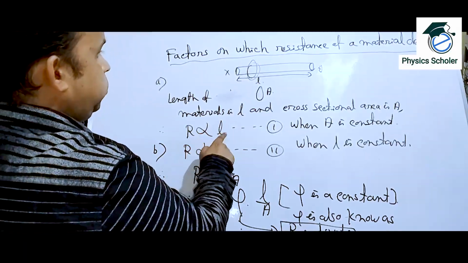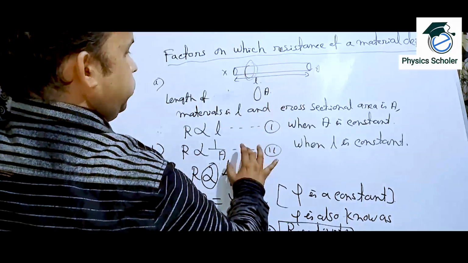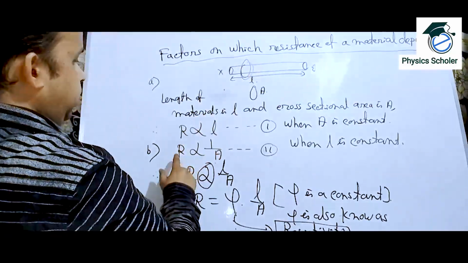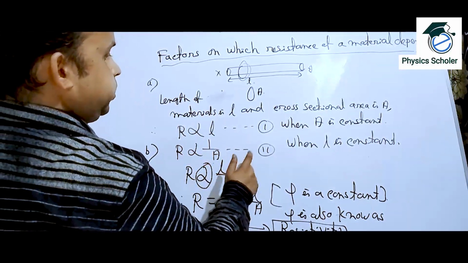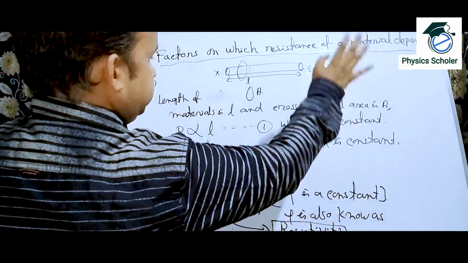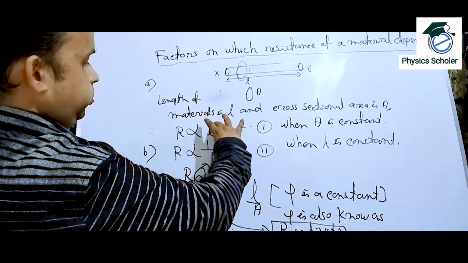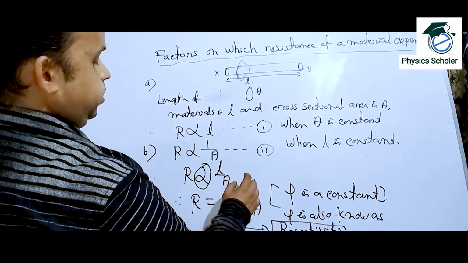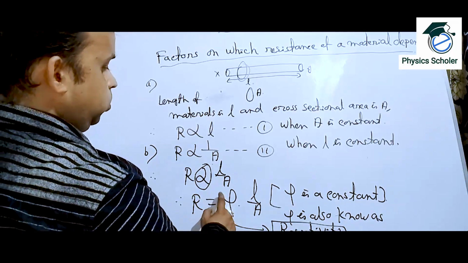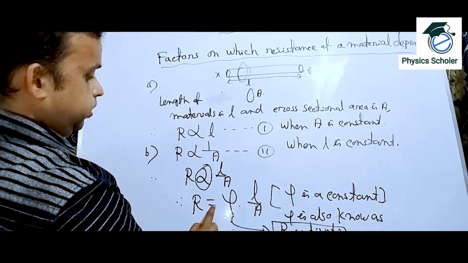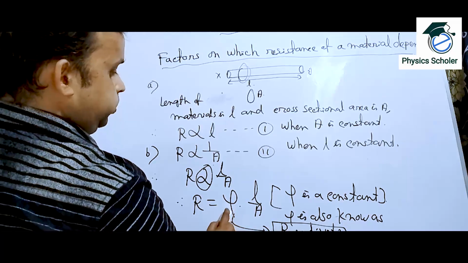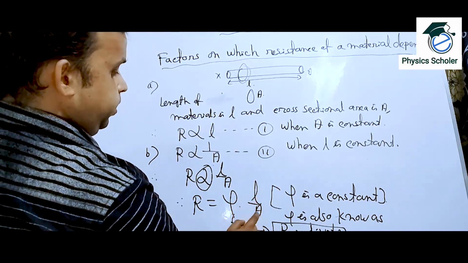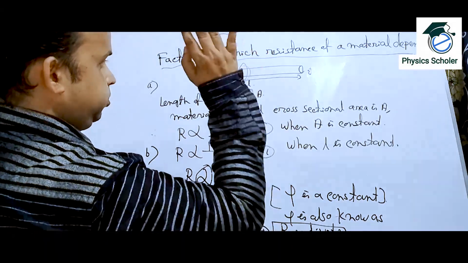R is directly proportional to the length of the conductor when cross-sectional area is constant. R is inversely proportional to the cross-sectional area of the conductor when length is constant. If we take these two together, then R is directly proportional to L by A. Now we bring an equal sign, so we have to bring one constant. This constant is rho. So R is equal to rho into L by A, where rho is known as the resistivity of the conductor.